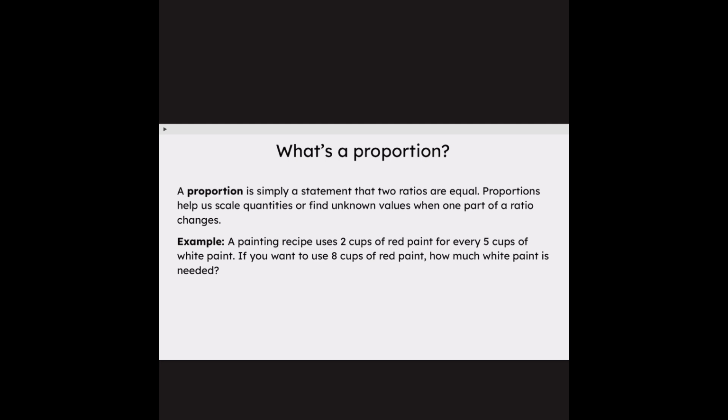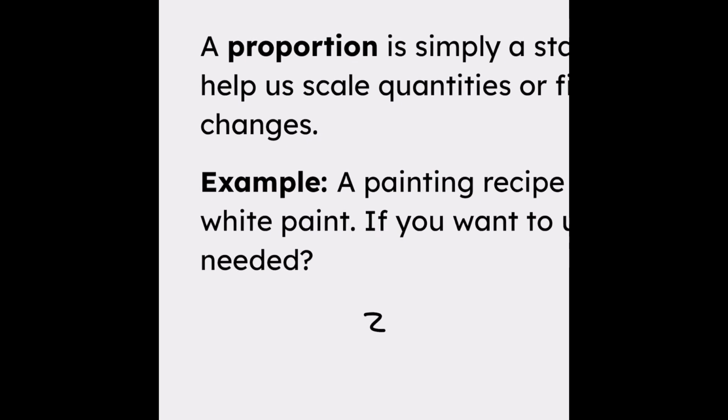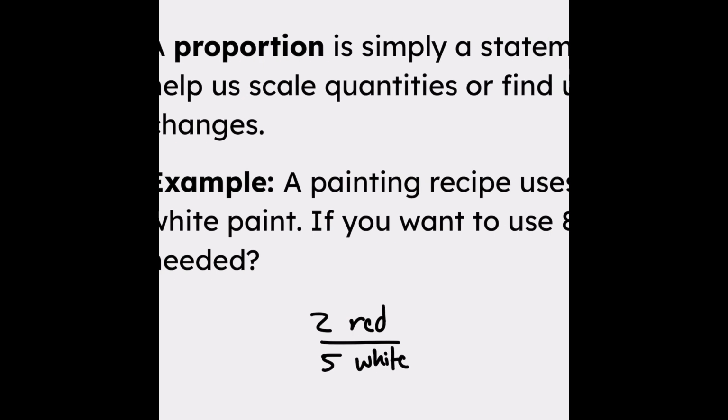A painting recipe uses 2 cups of red paint for every 5 cups of white paint. If you want to use 8 cups of red paint, how much white paint is needed? So the ratio of red paint to white paint in this painting recipe is not going to change. It's always going to be 2 red to 5 white. But what if I don't want to use 2 cups of red paint? What if I want to use, like in this example, 8 cups of red paint? The question is, how much white paint should I use?